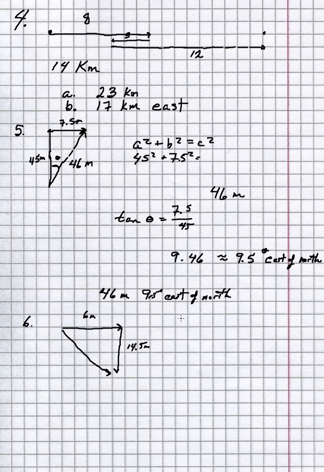So we've got 6 squared plus 14.5 squared is going to give us our c squared, give us the magnitude of our vector. So 6 squared plus 14.5 squared, 246.25, but we have to take the square root of that. And that gives us 16 meters. All right, so the magnitude of this vector is 16 meters.